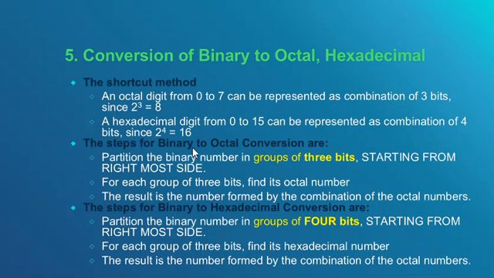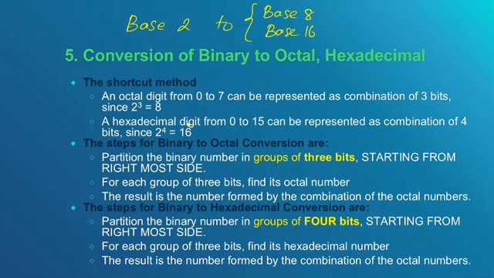So first we will see how a binary number is converted into octal and hexadecimal. That is, we are going to convert base 2 to base 8 and base 16. We are going to convert it to these two formats. So we will see the shortcut method, then the general method.